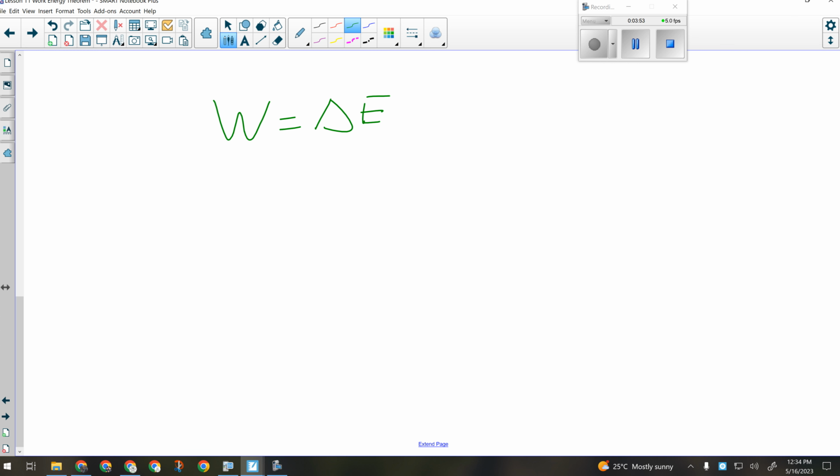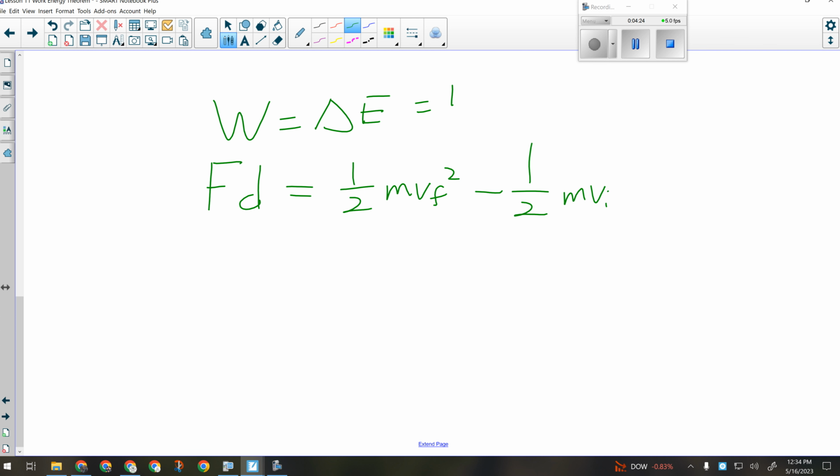So here's what happens if I want to stop. The force that my brakes exert multiplied by the distance it takes me to stop is equal to my change in kinetic energy, which I get by subtracting my initial kinetic energy from my final kinetic energy. So all we're saying here is kinetic energy final minus kinetic energy initial.